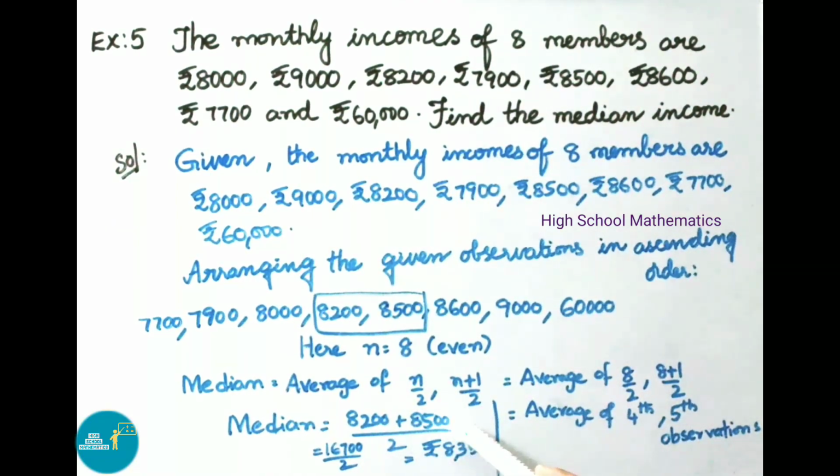Average means the sum of those two values divided by the number of observations, that is 2 observations, so by 2. So 8,200 plus 8,500 divided by 2. The sum of these two values is 16,700 by 2. When you divide 16,700 by 2, you will get the answer 8,350. So the median of incomes is 8,350 rupees.